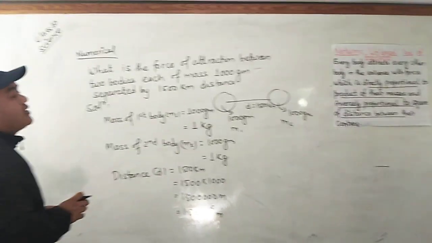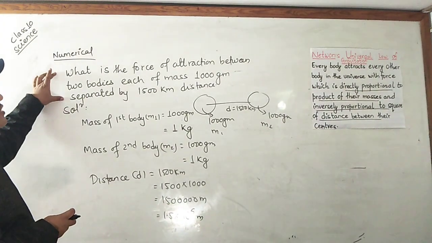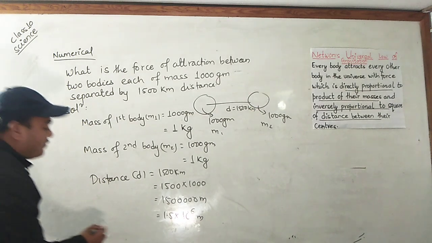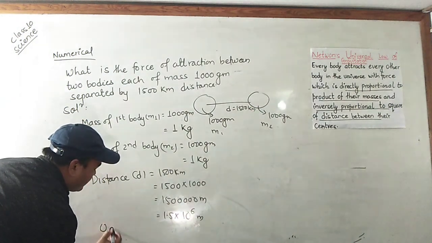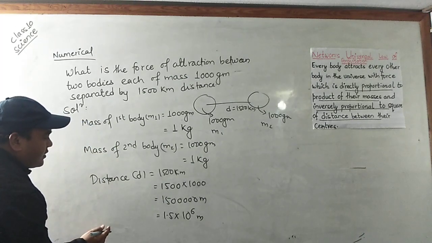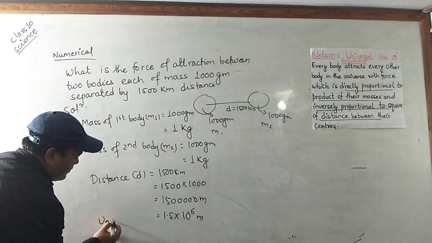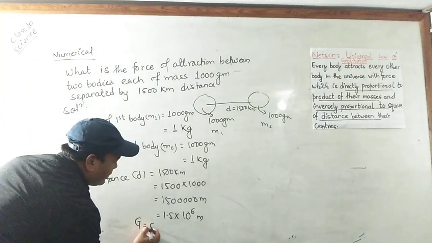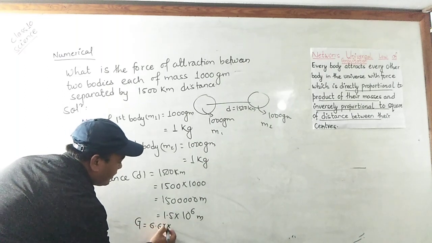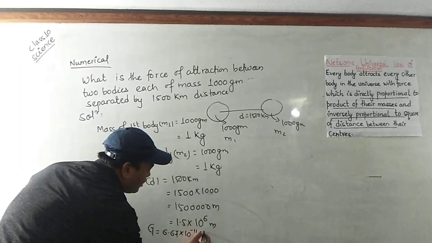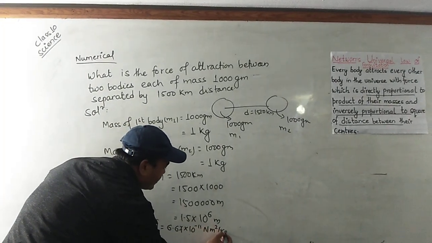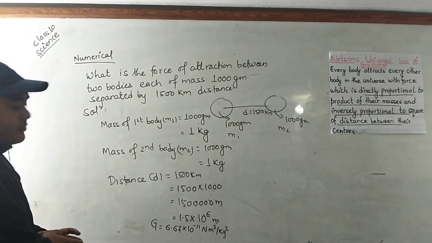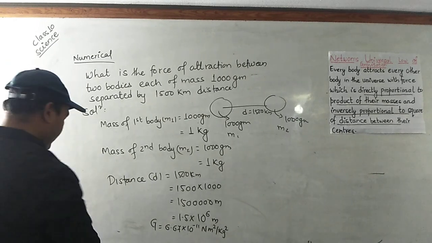So in our question, it is not compulsory to give the value of capital G. So you have to memorize it. The value of G, the universal gravitational constant, you can write capital G is equal to 6.67 into 10 raised to power minus 11 Newton meter square per kg square. Okay, now we know the formula. Now let's use the formula.